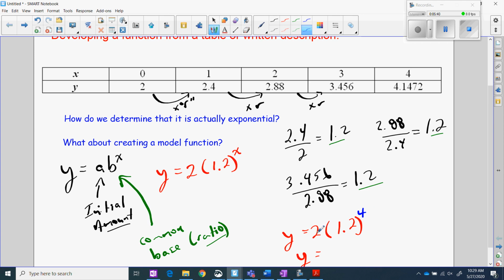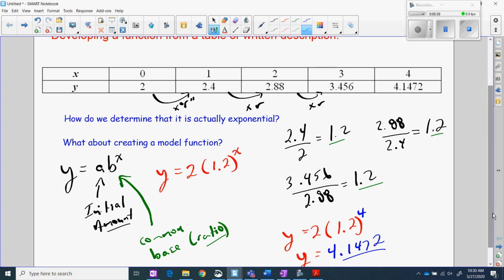Now, of course, many of you have calculators. You can just type in exactly like you see here. So put your 2, bracket 1.2 to the exponent 4, hit equals. You will get 4.1472. It works. So we have created a correct function.